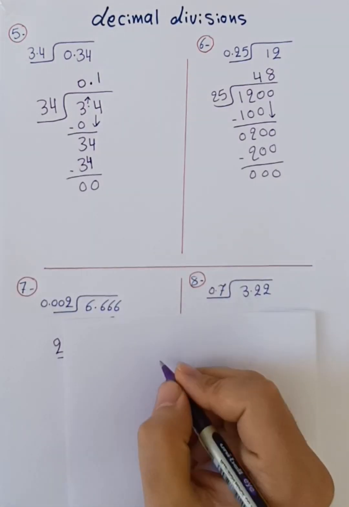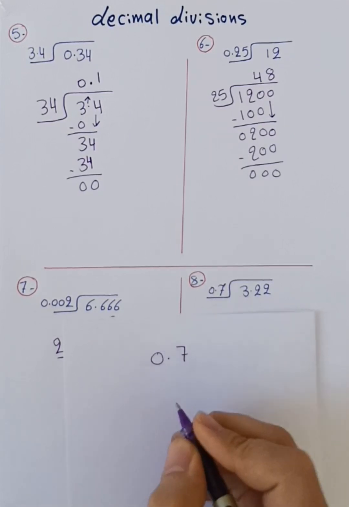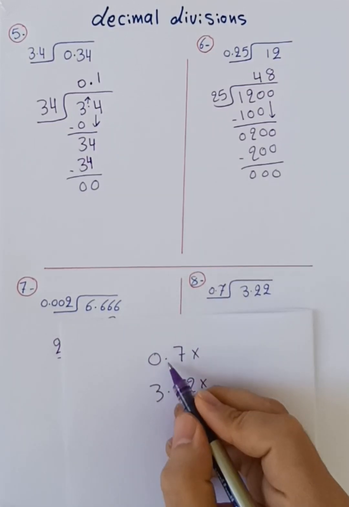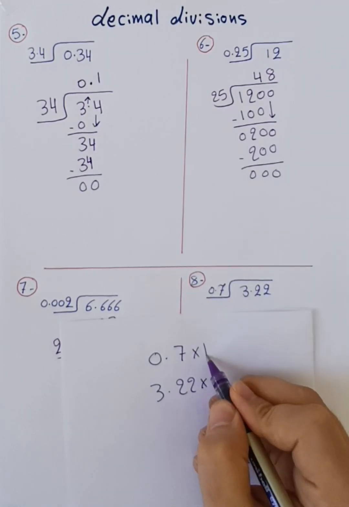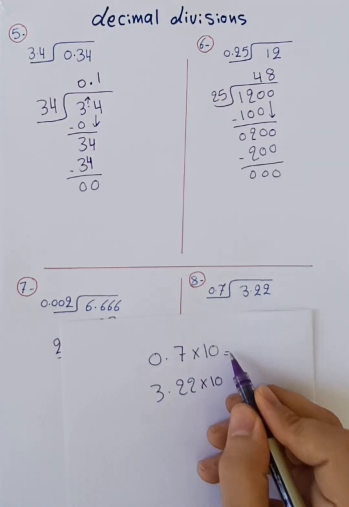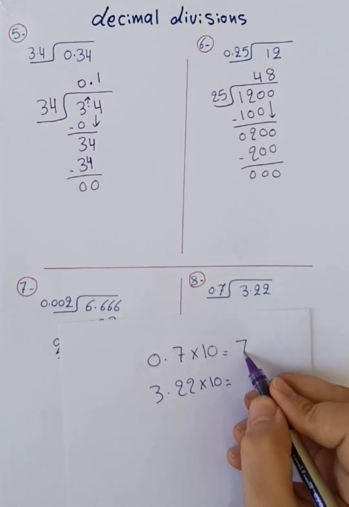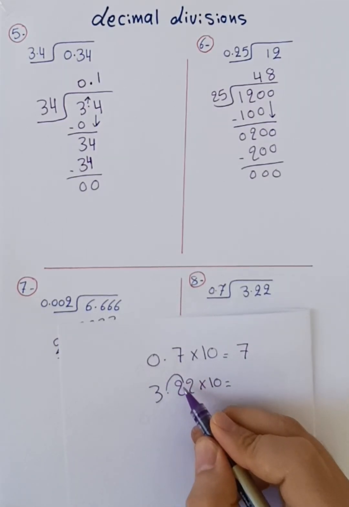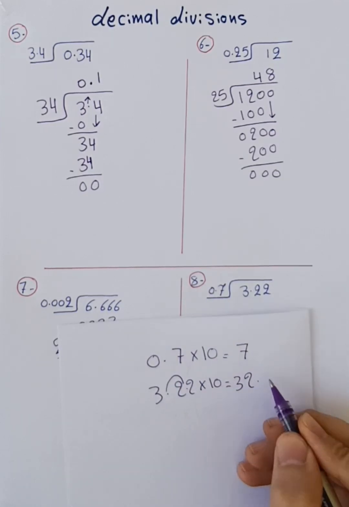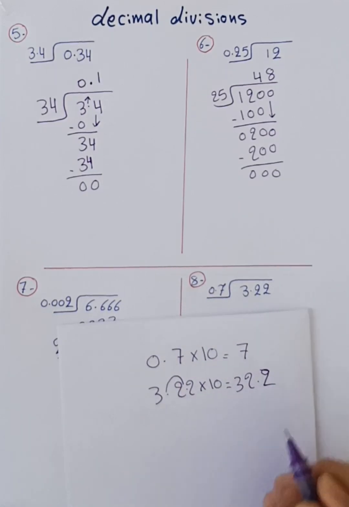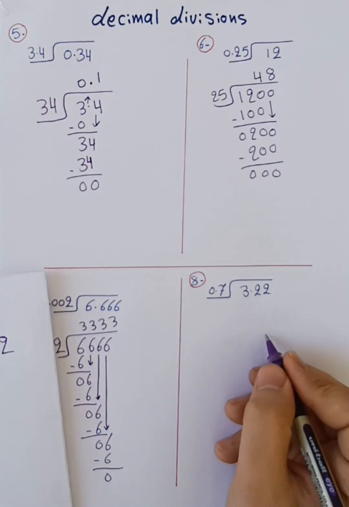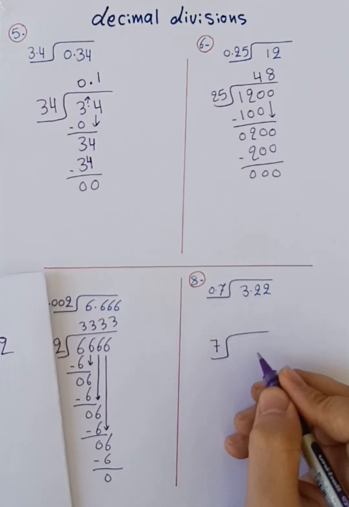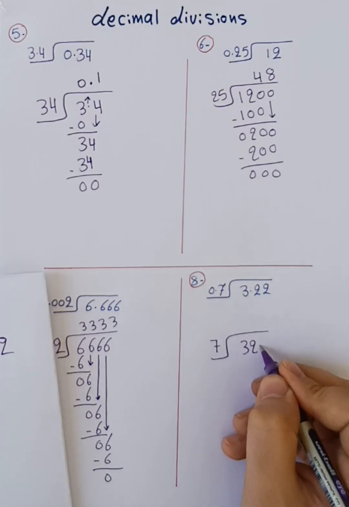The divisor is a decimal number. We have to multiply. After this point, we have one number, so you have to multiply by 10. 0.7 becomes 7, and 3.22, this decimal point moves 1 step to the right, becomes 32.2. So the new numbers are 7 and 32.2.